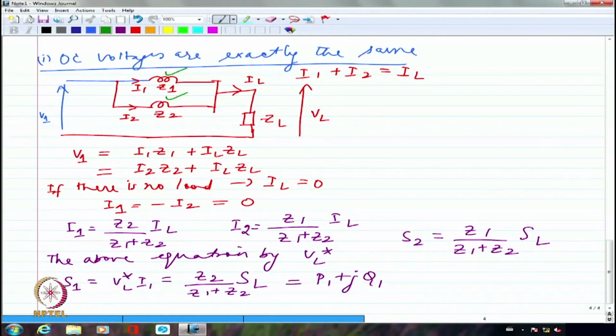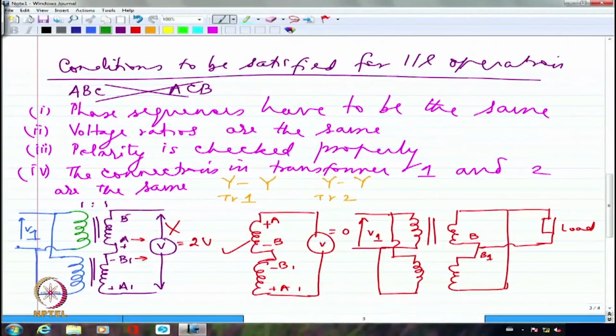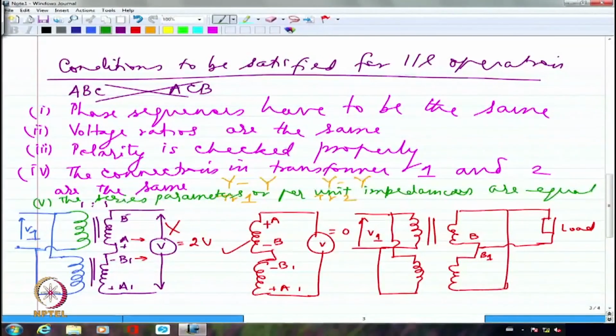So that is one more condition which I didn't mention earlier in the conditions to be satisfied for parallel operation. That is the fifth condition. I didn't want to mention this before showing the load sharing. So please include that as well, that the series parameters, or I would say per unit impedances, are equal. Their per unit impedances should be equal.